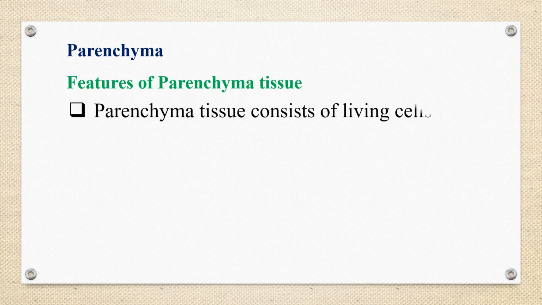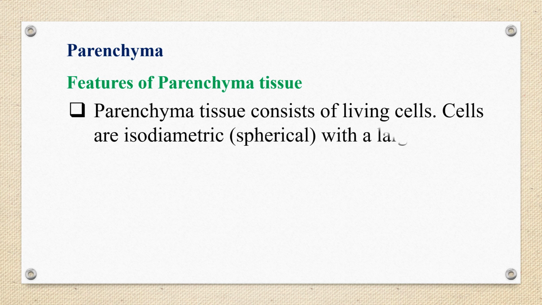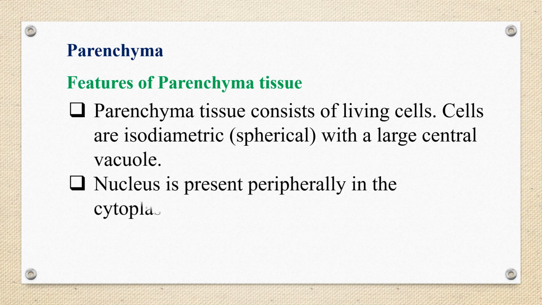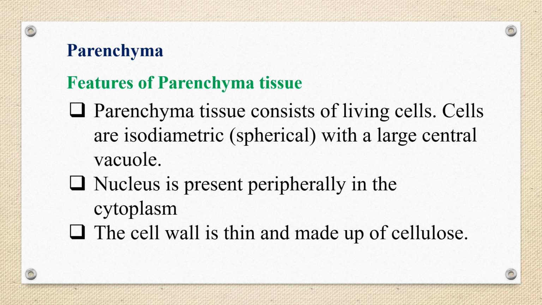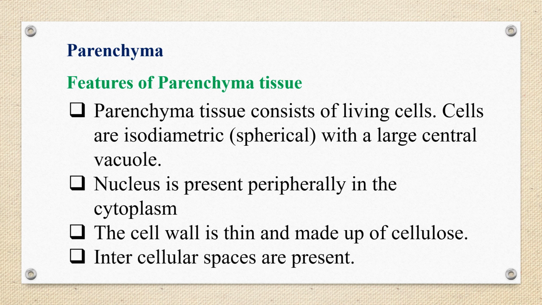Let's learn about the parenchyma tissue. Parenchyma tissue consists of living cells. Cells are isodiametric or spherical with a large central vacuole. Nucleus is present peripherally in the cytoplasm. The cell wall is thin and made up of cellulose. Intercellular spaces are present in this tissue.